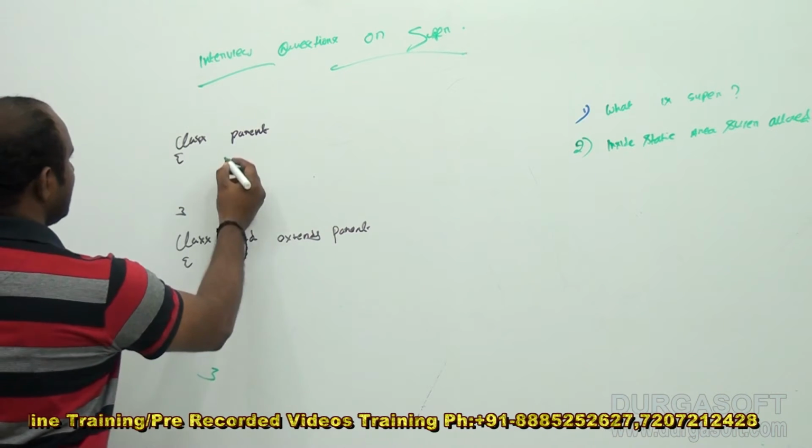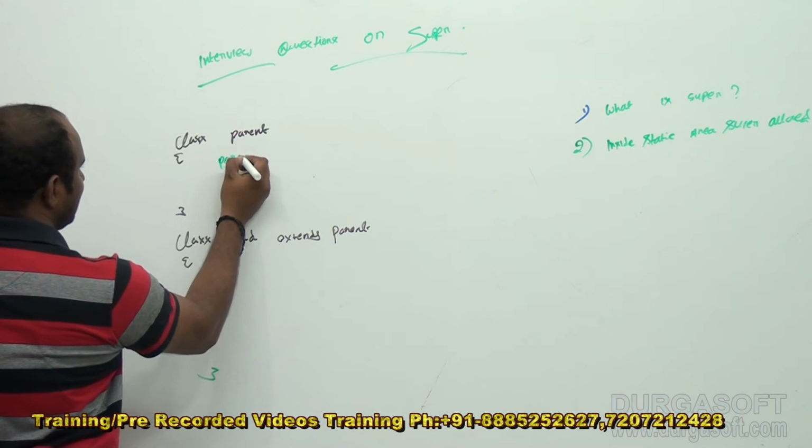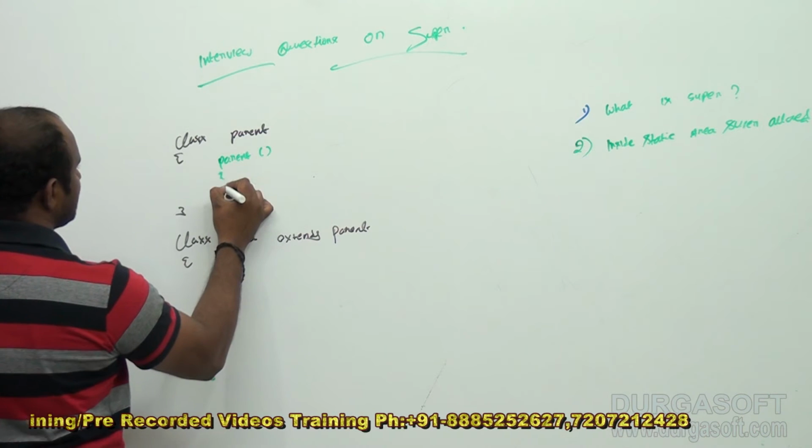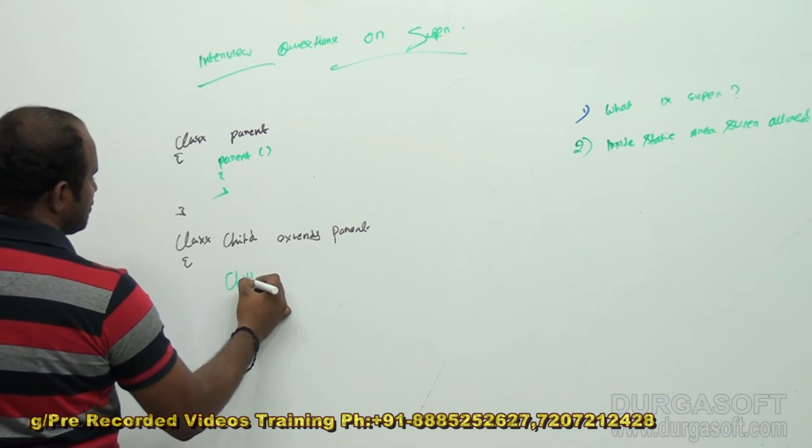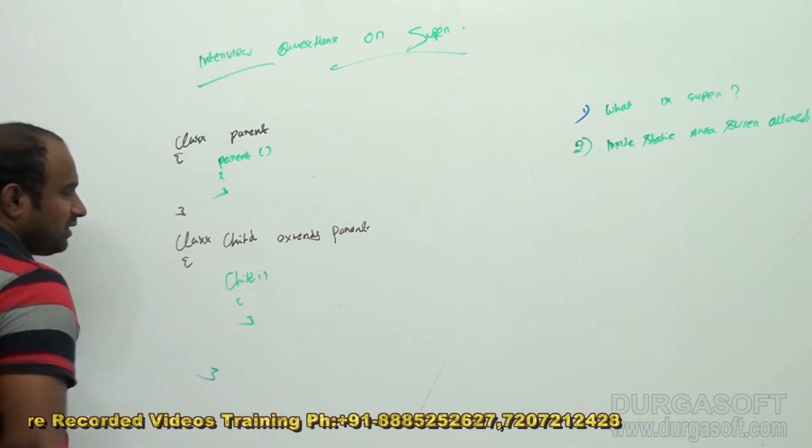And generally, at the constructor level, here I have the constructor. You know the constructor rules and regulations, right? Constructor name and class name must be the same. Here also I declared Child; constructor name and class name must be the same.